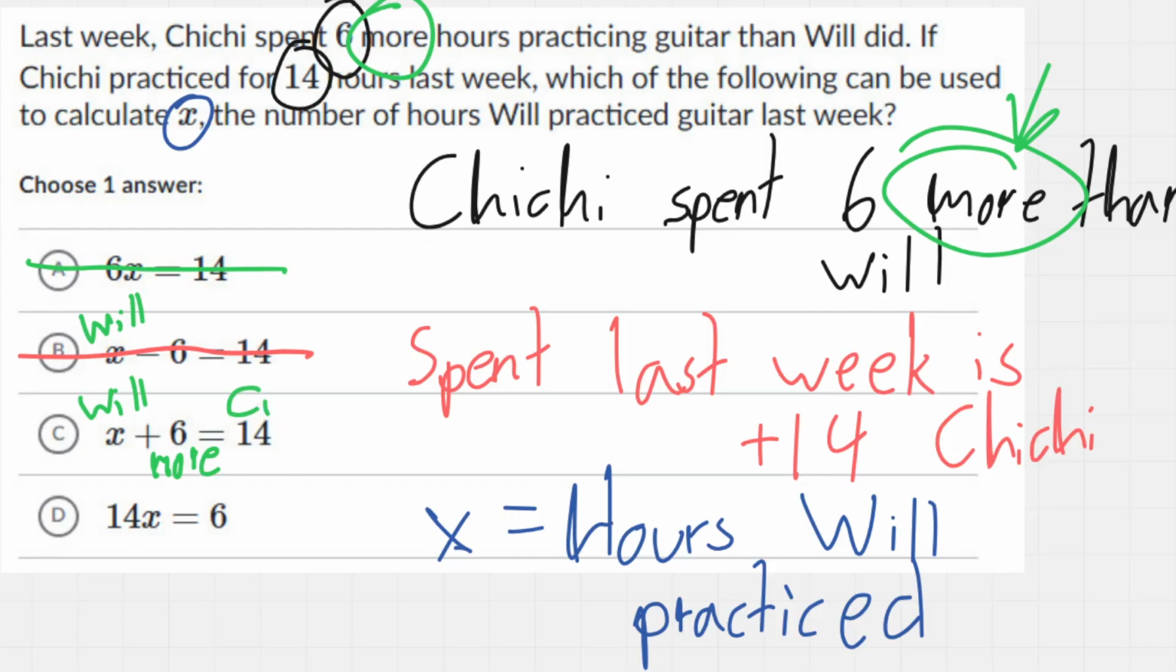And then this is basically saying that this is what Chi spent. Is 14 the accurate amount of what was spent? And is X still exactly what Will practiced? Because we know Will practiced this amount, which is the X. We know Chi spent 6 more, so that's why I'm adding it. And because I acknowledge both of them, we can say, hey, Chi spent 14 hours practicing. That is why the answer would be C.